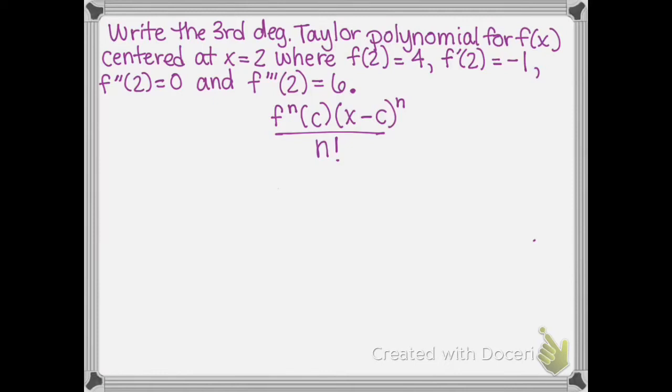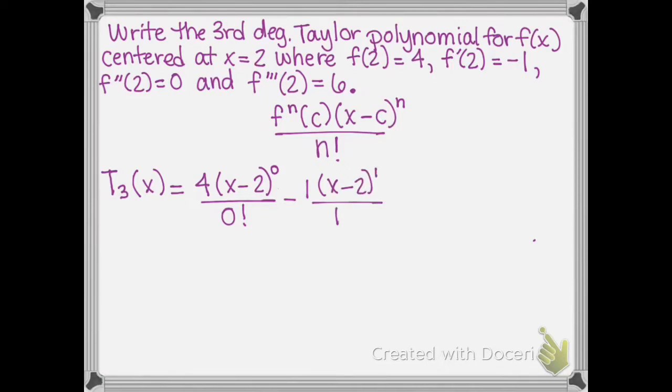Okay, so hopefully you were able to figure this out. I'm going to call this P sub 3, P for polynomial, or T sub 3, T for Taylor. It doesn't matter which one you do. 3 because it's the third degree, and our input is an x. Our 0th derivative is 4, times x minus c to the 0 power over 0 factorial, minus 1, x minus 2 to the first power over 1 factorial.